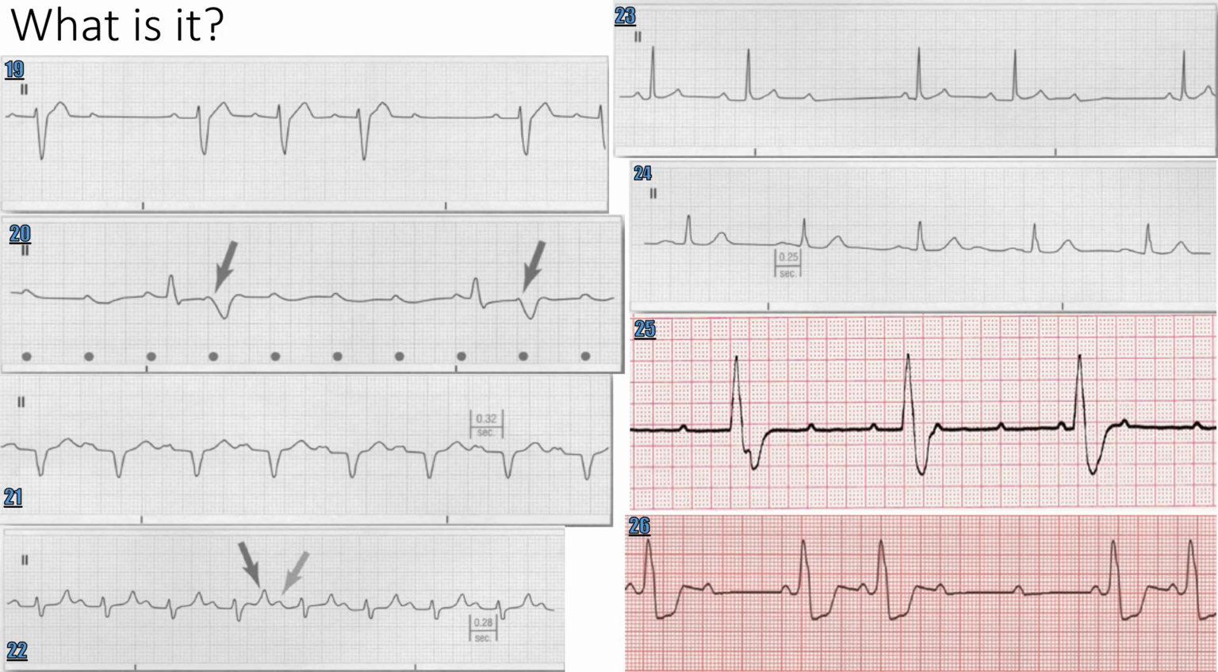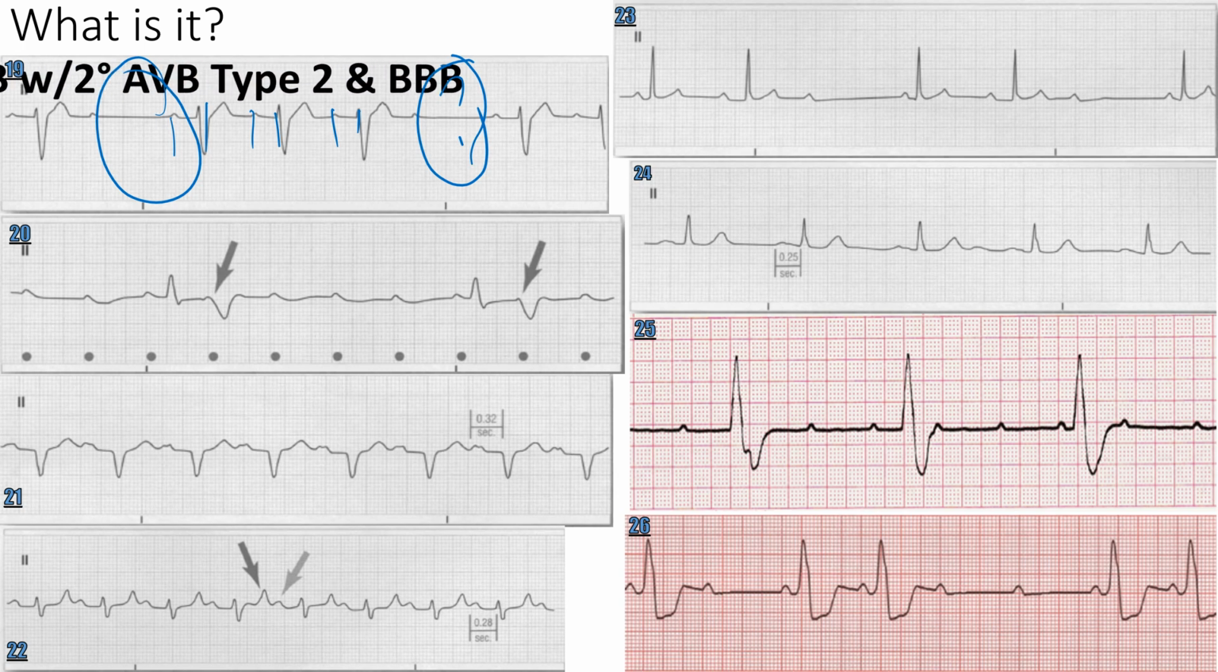What's going on there? That looks irregular or regular? It looks irregular. So if it's irregular, that means it's a second degree block of some sort. So is it a type 1 or type 2? How do you know it's type 2, not type 1? PR intervals are the same. Were they getting longer before the drop, or are they the same? They're the same every time. So that is a second degree type 2.